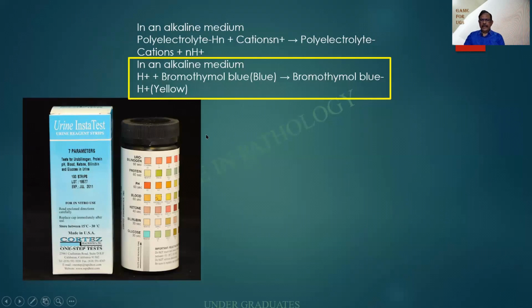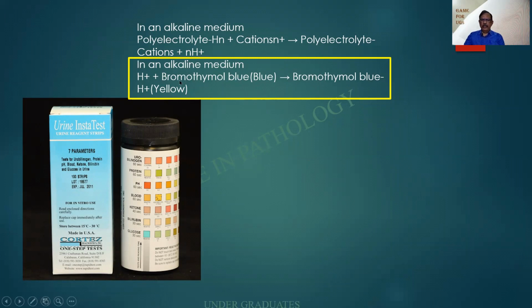So this is a slide about the dipsticks. There is a stick with a range of these indicators and it is completely immersed in the urine sample and a corresponding reading taken. In an alkaline medium, you find that.